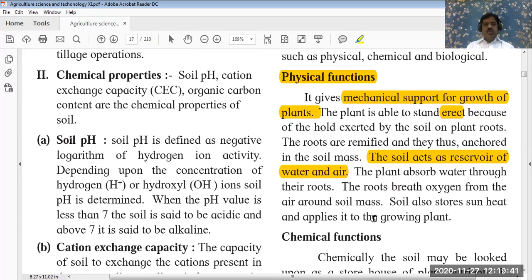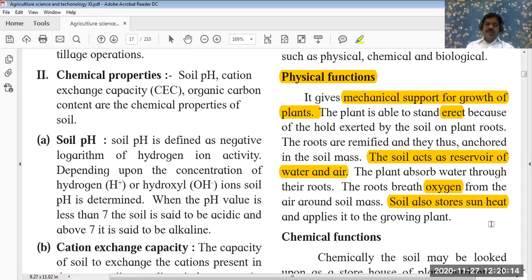So the roots of the plant can absorb water, can absorb air from the soil. So this soil works as a reservoir, a storage of water and air. So plant can get various gases like oxygen from the soil. Likewise, number 3 function of physical function of soil, that soil also stores sun heat.